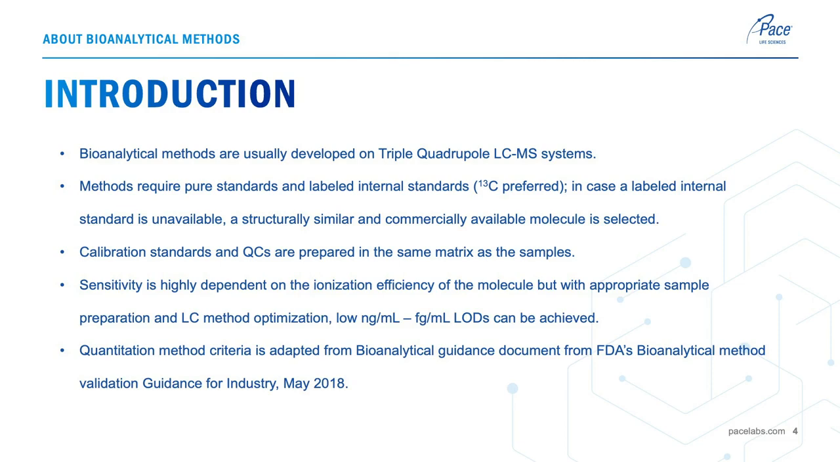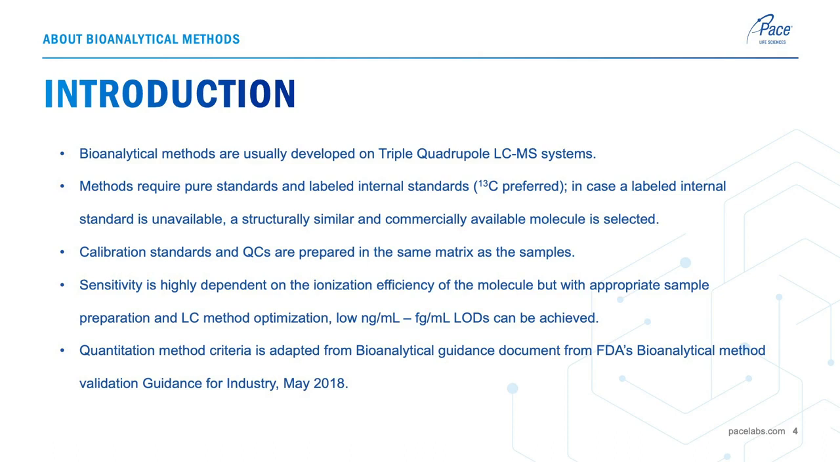Compounds with similar structure as the analyte can also be used as internal standards, but they are less reliable. Standards and QCs are prepared using the same matrix as the samples. In some cases, FDA allows use of surrogate matrix as long as the sponsor justifies the use. Good sensitivity is a prime requirement and is mainly dependent on the ionization efficiency of the analyte. However, by optimizing sample preparation and LC method, low nanogram to picogram per ml sensitivities can be achieved using LC-MS/MS or multiple reaction monitoring or MRM approaches.